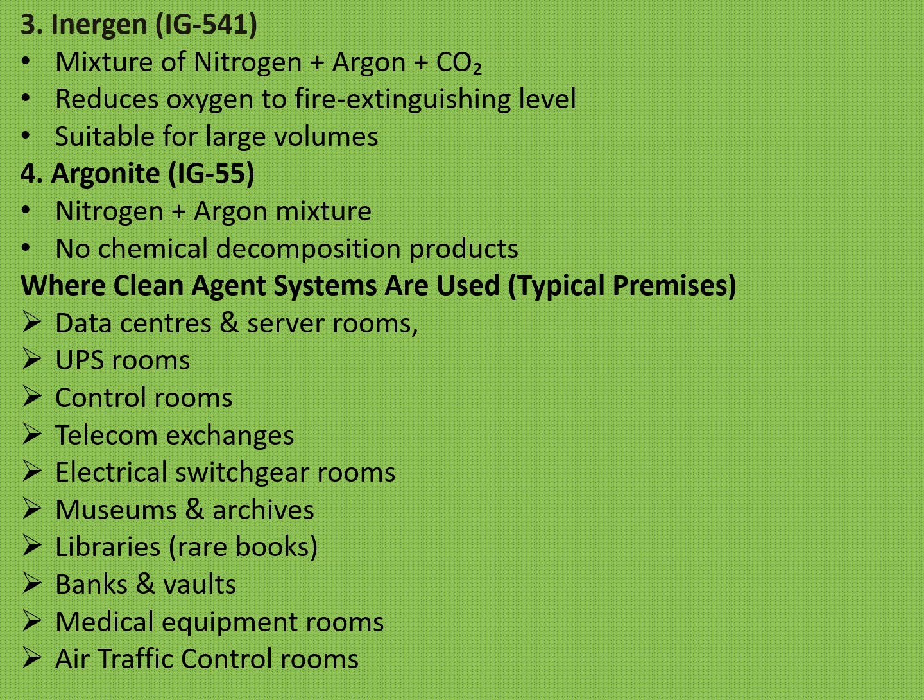Friends, we had been discussing clean agent systems of different types. Two we have already covered in the previous slide. The third one is known as Inergen, and its advantages are: it is a mixture of nitrogen plus argon plus carbon dioxide. It reduces oxygen to fire extinguishing level, suitable for large volume.